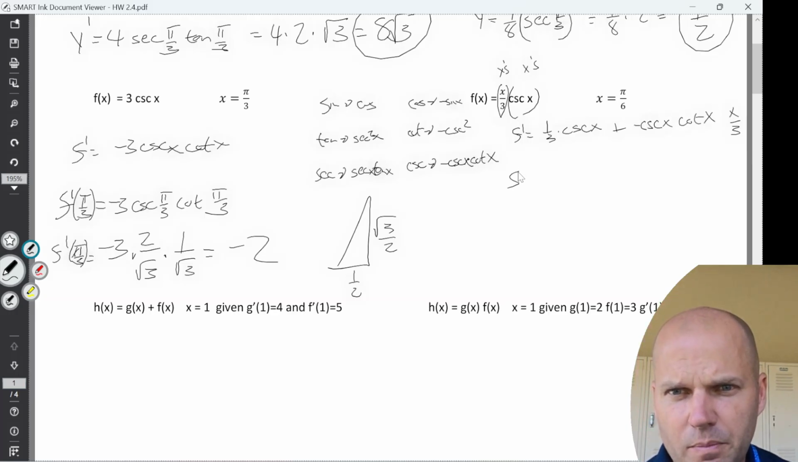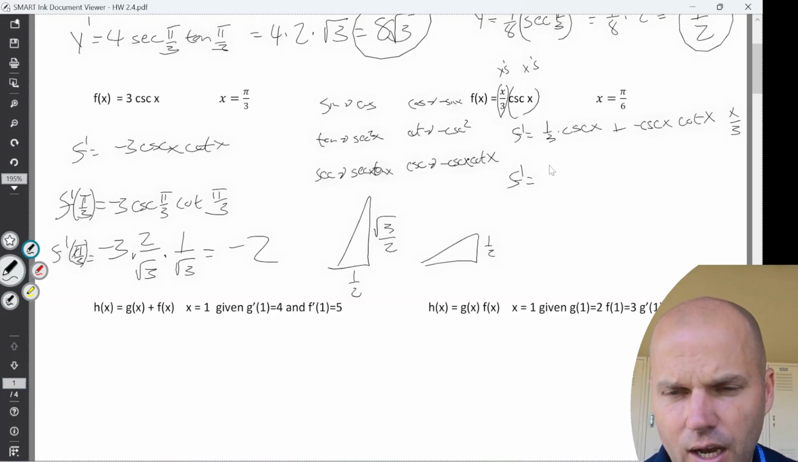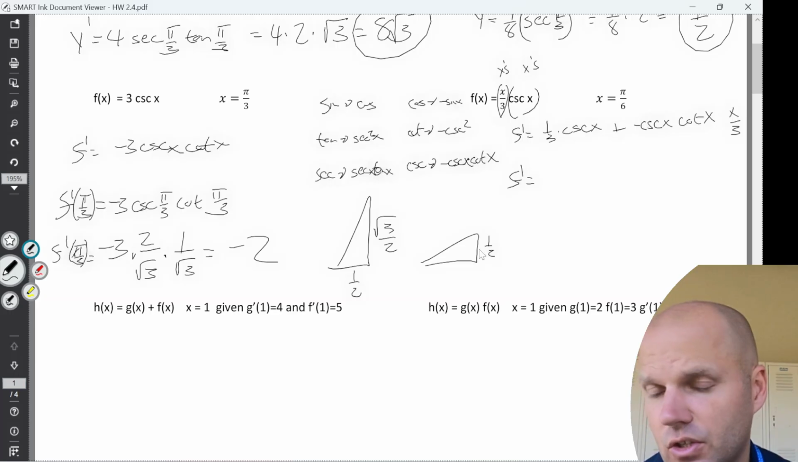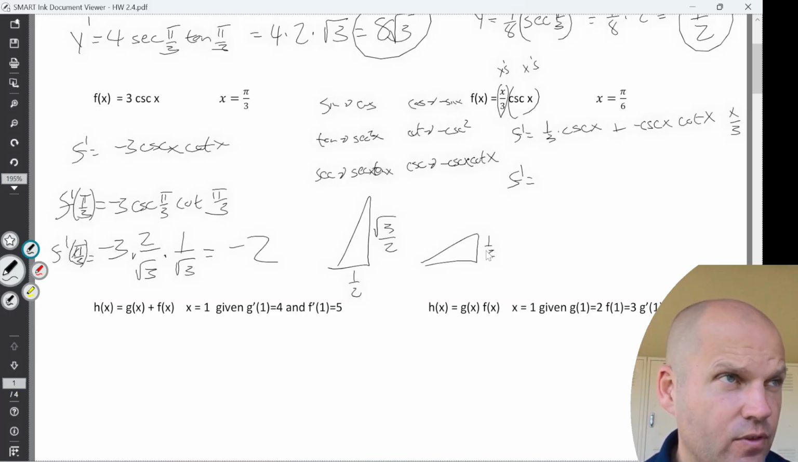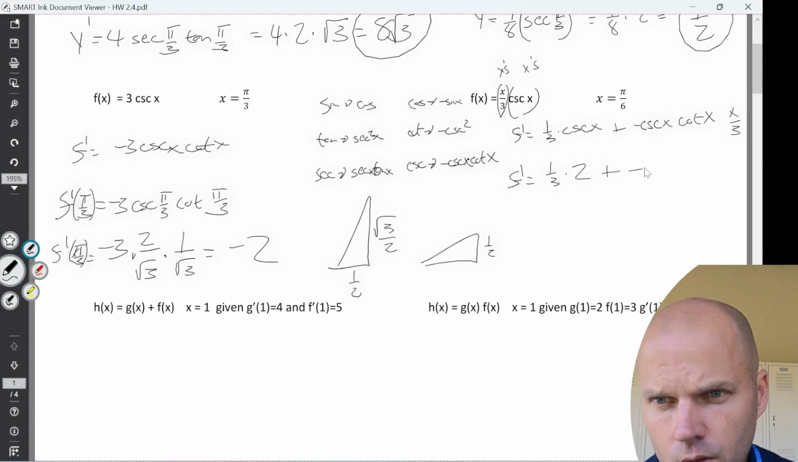I'm going to plug in pi over 6. Okay, pi over 6 triangle. The cosecant is a half. It's going to be the reciprocal of the sine. So the sine of pi over 6 is a half. Cosecant is 2. The cotangent is root 3.